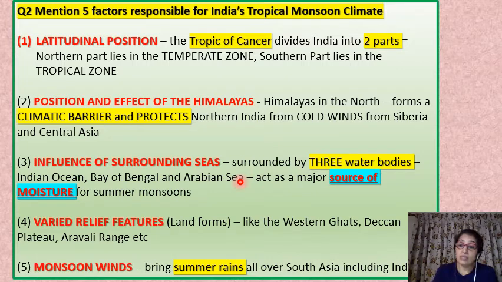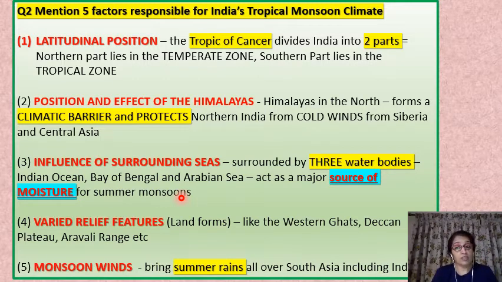Influence of surrounding seas. India is surrounded by 3 water bodies: the Indian Ocean, the Bay of Bengal, and the Arabian Sea. And they act as a major source of moisture for summer monsoons, because these monsoon winds are in the belt of 20 north and 20 south of the equator, and we are lying in the 20 north part of it. So these monsoon winds pick up moisture from these water bodies and come into India.